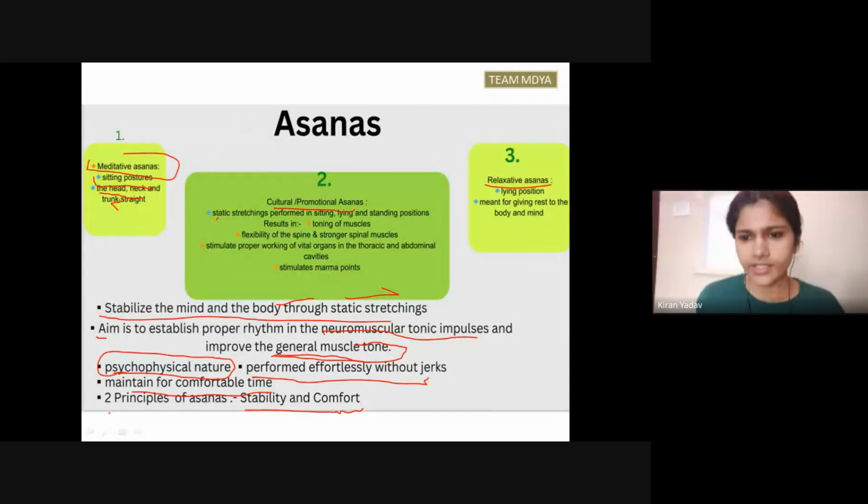Cultural asanas: static stretching performed in sitting, lying, and standing positions. Cultural asanas can be performed in sitting, standing, or lying position. All the asanas except meditative and relaxative asanas are cultural asanas. These result in toning of muscles, flexibility of the spine, and stronger spinal muscles. They stimulate proper working of vital organs in the thoracic and abdominal cavities, and also stimulate marma points in our body.